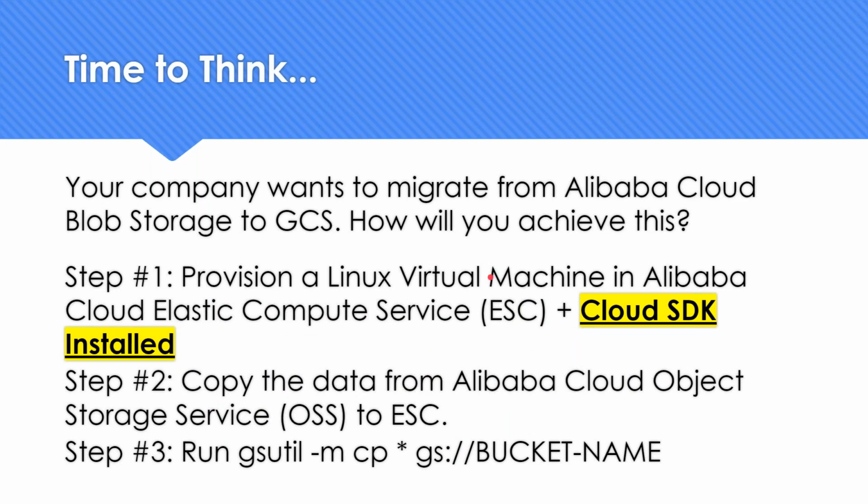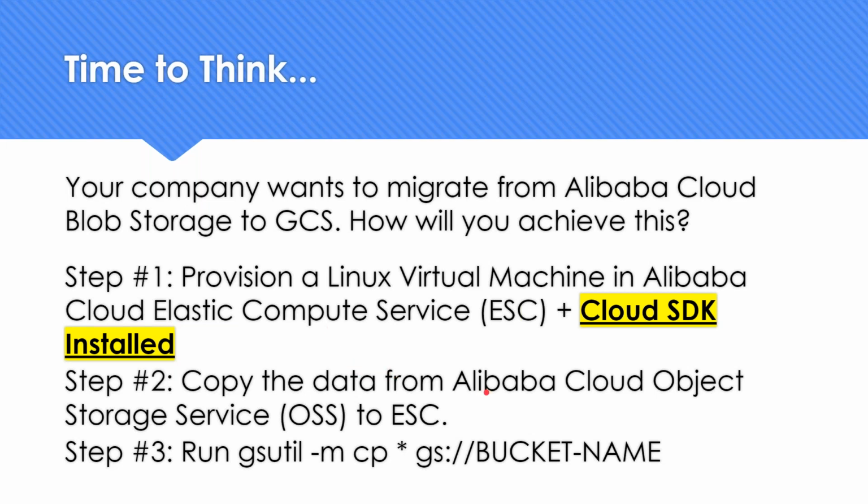Provision a Linux virtual machine. Why Linux? Cost effective, no license price. In Alibaba Cloud, Elastic Compute Service. Every cloud has a virtual machine service. They call it Elastic Compute Service. And install Cloud SDK there. So in the Alibaba Cloud environment, I create a virtual machine, that too Linux because of cost effectiveness. Windows means I need to pay some extra cost for the license. I install Cloud SDK. Cloud SDK is free. The Google Cloud SDK is free. Just configure that Cloud SDK.